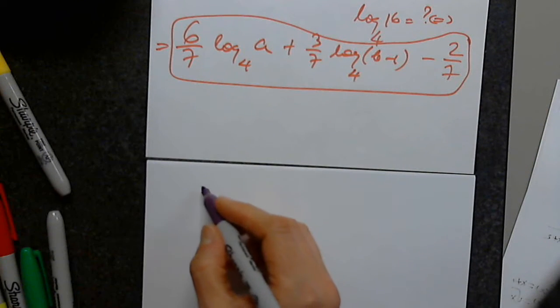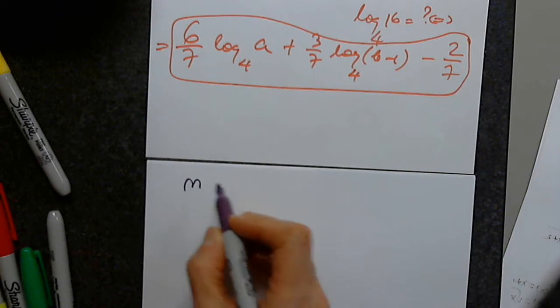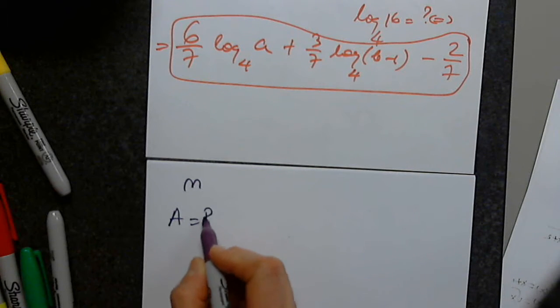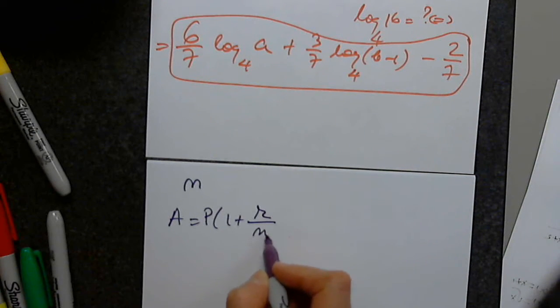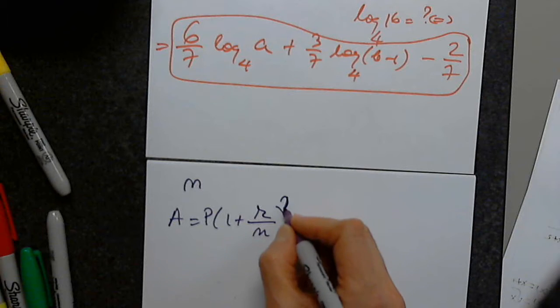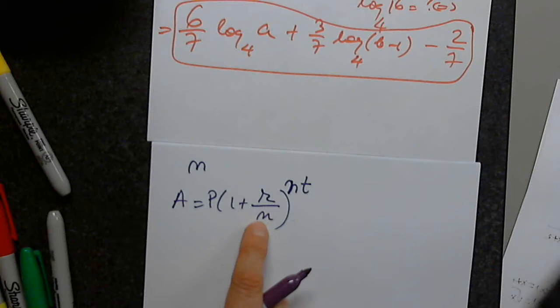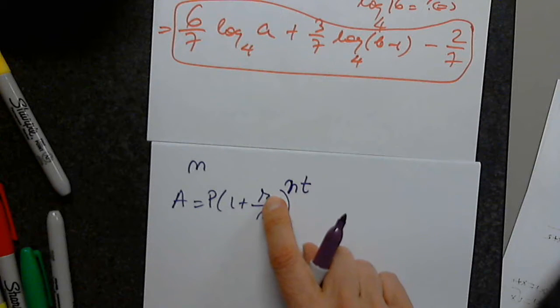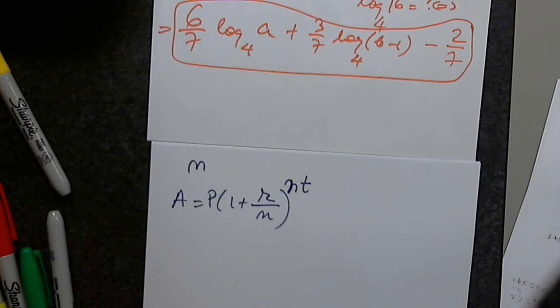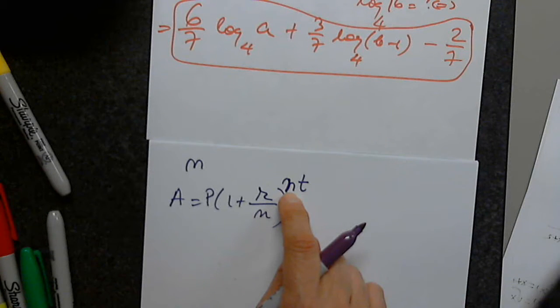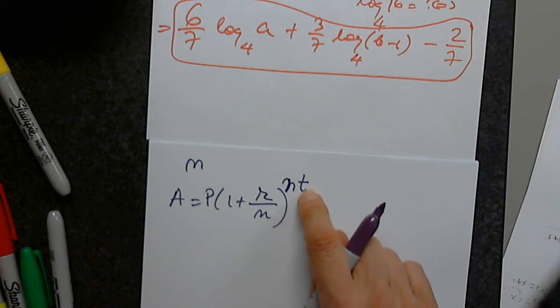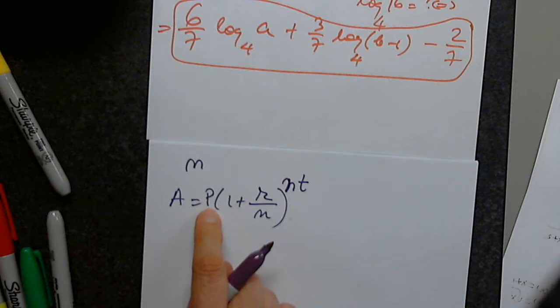So there are two formulas. For n compounding, A equals P times (1 plus r over n) raised to n times t. Some of you put in here the interest. Some of you put in here the number of years. No, this is the number of times we compound the interest. This is the interest rate. The formulas are given. This is the number of times the interest is compounded, and this is the number of years, and this is the principal.